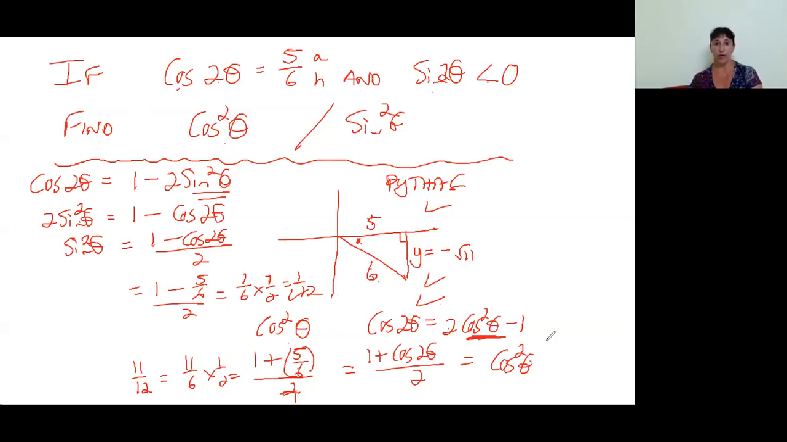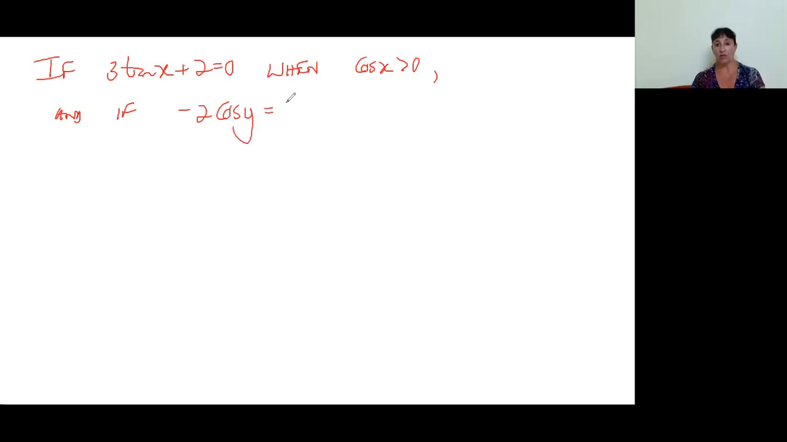Okay, cool. Right, what about this one? If 3 tan x plus 2 equals 0, when cos x is greater than 0, and if minus 2 cos y equals 1, when sine y is less than 0, find, and I hope I'm thinking correctly about this, find sine x plus y.